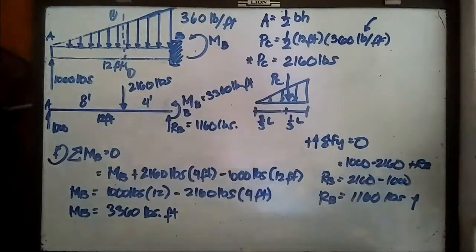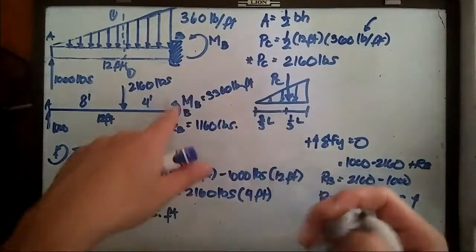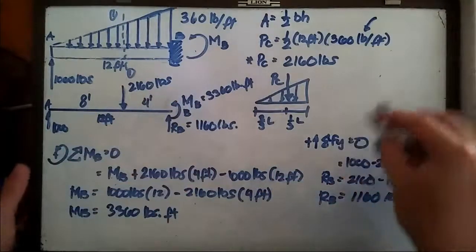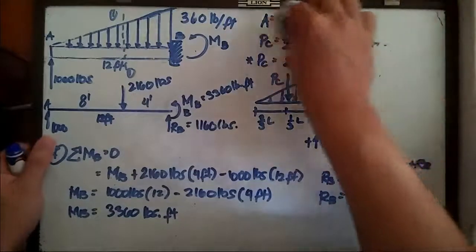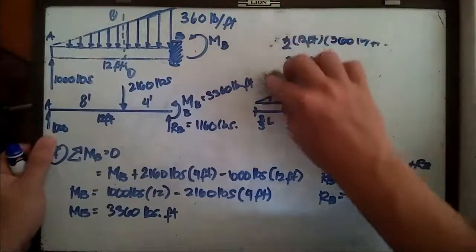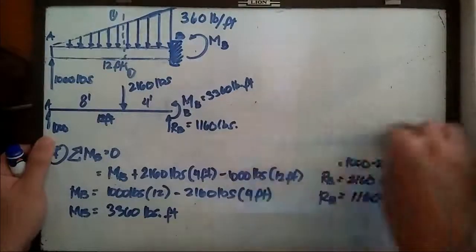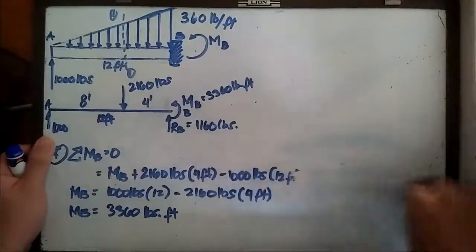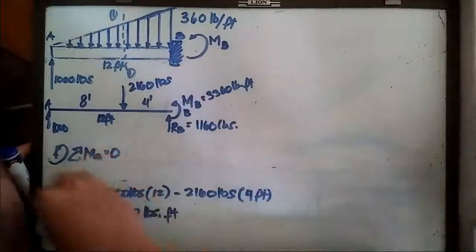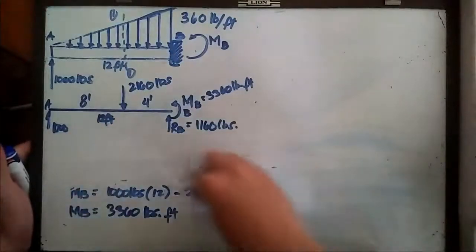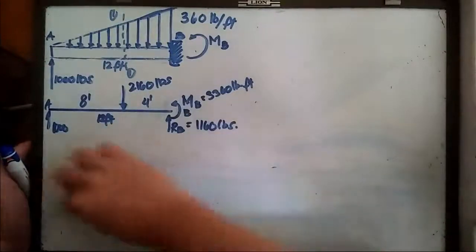Since we managed to solve for the reactions here at point B, we can now proceed to the next step. So how are we going to do that? Well, I'm just going to free this space here so that we can continue. Don't forget, our first step here was to solve for the reactions, and the next one is to use the method of sections.